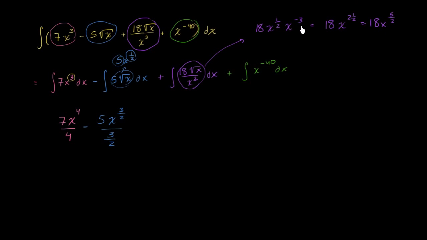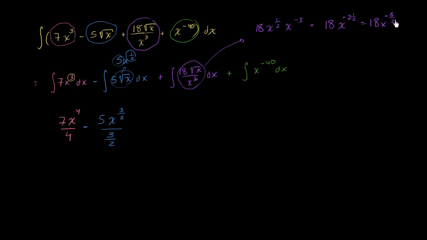Did I do that right? Yeah. Negative 3. Oh, sorry, this is negative 2.5. Let me make this very clear. This is going to be the negative 5/2 power. X to the negative 3 is the same thing as x to the negative 6/2. Negative 6/2 plus 1/2 is negative 5/2.